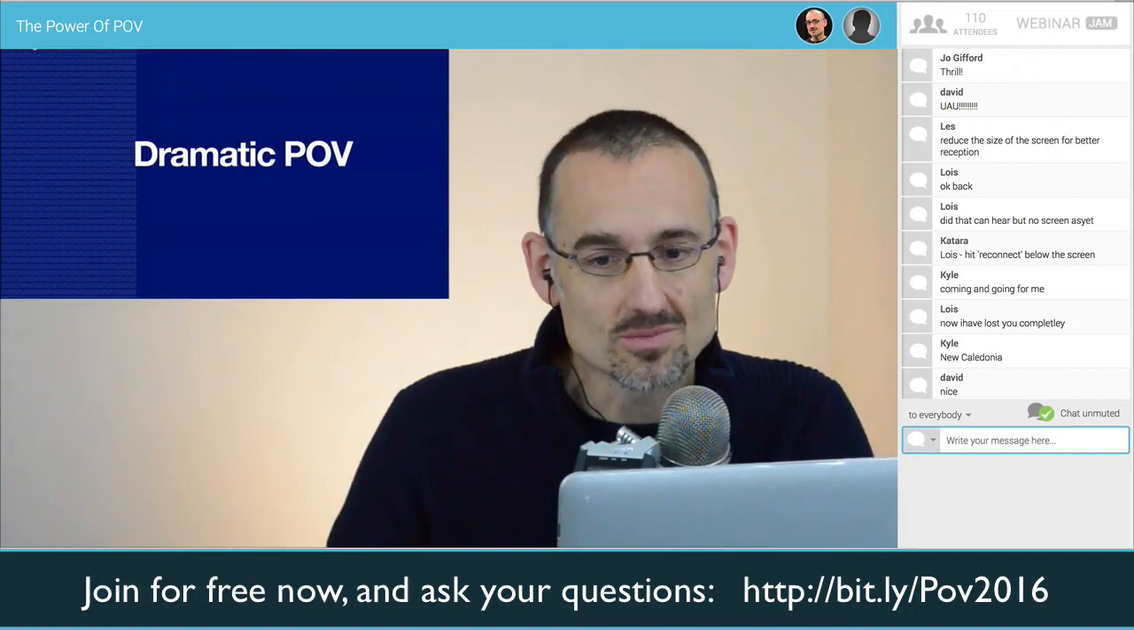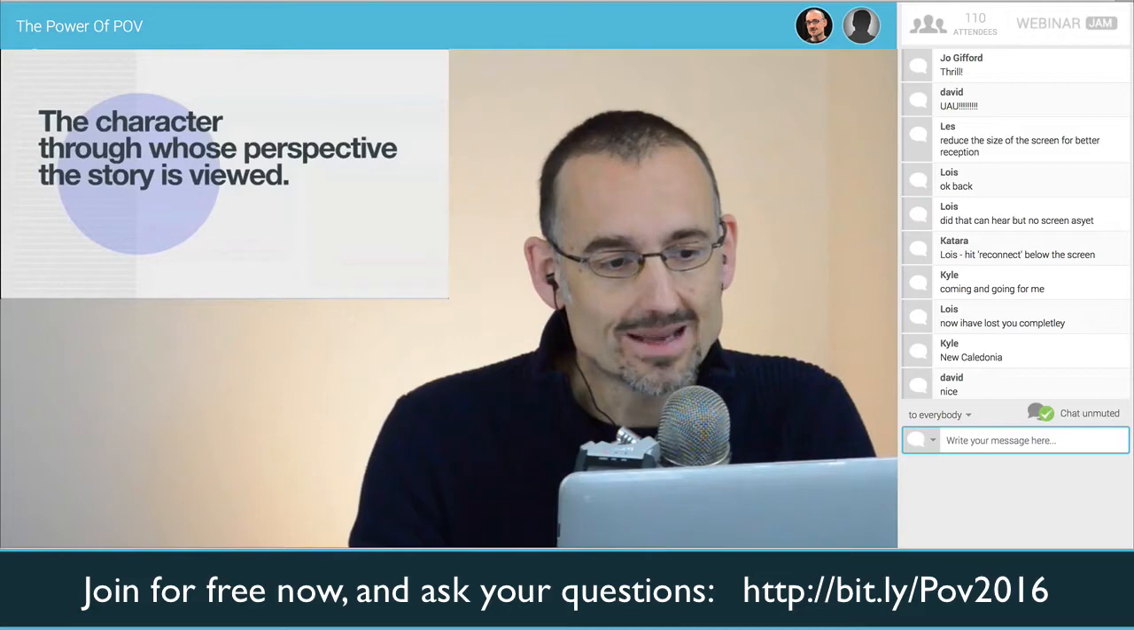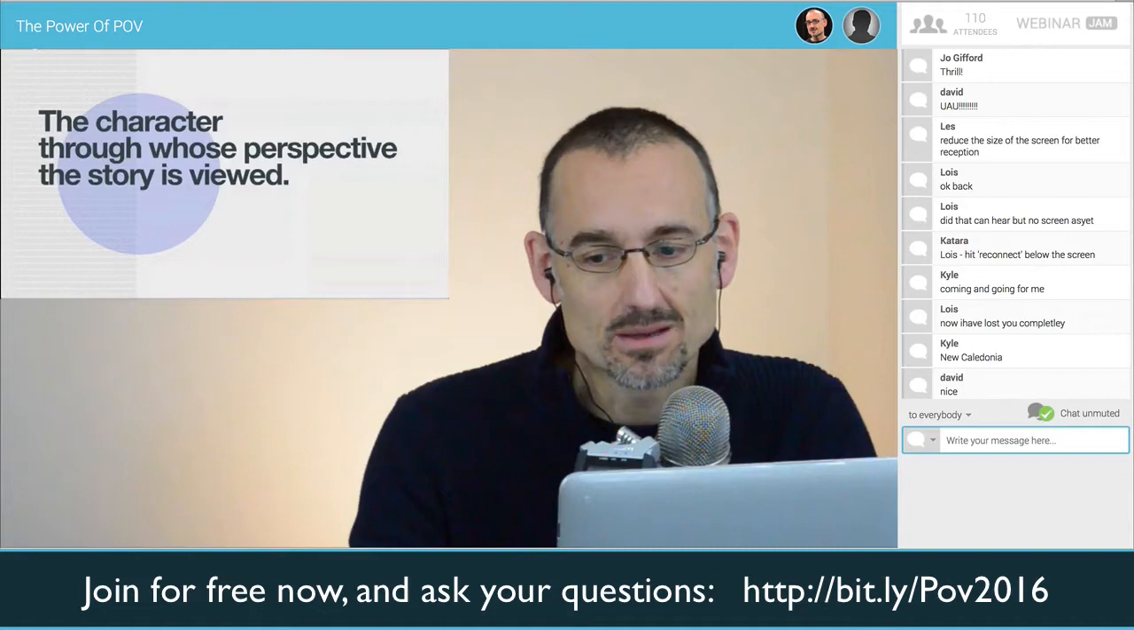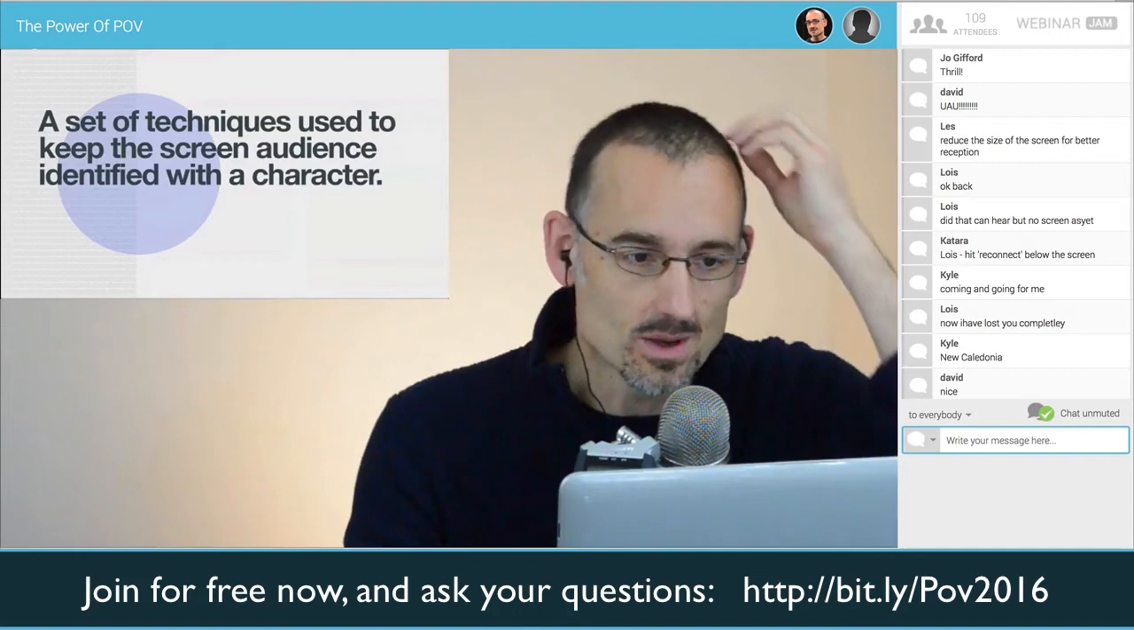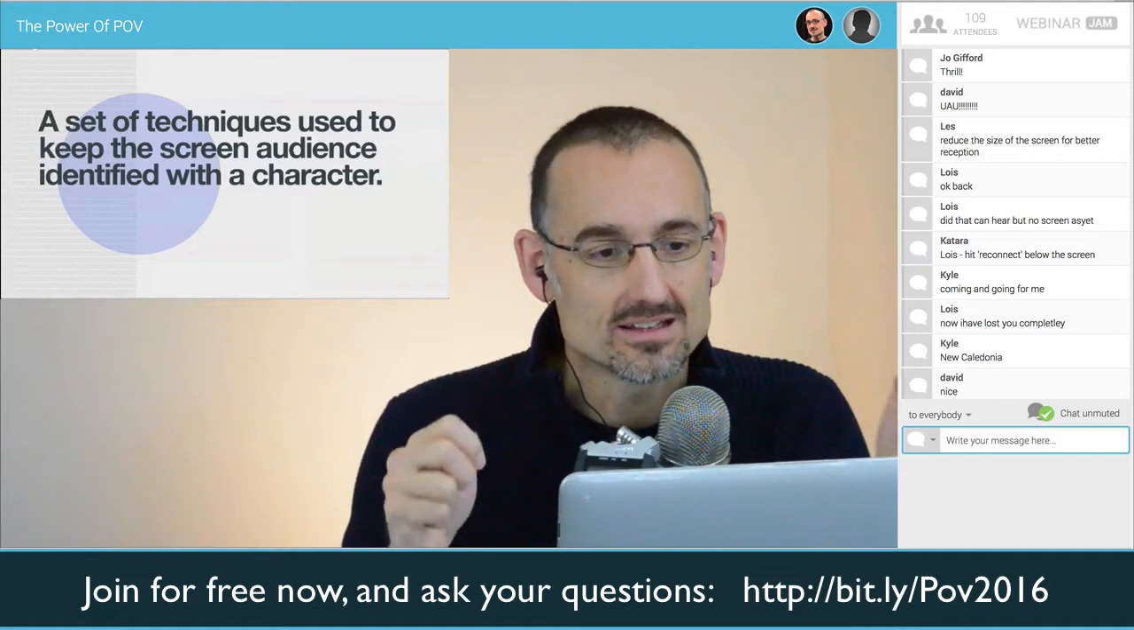We'll talk about the specific techniques to make that happen in a minute. So how do we define dramatic point of view? Different people define it in different ways. I'd say it's the character through whose perspective the story is viewed. So that's the point of view character. So when we speak about point of view, it can be a character, or it could be the set of tools that you're learning during this hour, during this webinar. A set of techniques used to keep the screen audience identified with a character. So the tool that Warner Brothers tried to use was camera point of view, and that is not the way to do it. We'll get to how in a minute.